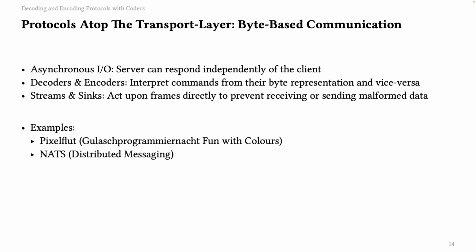Decoders and encoders help us properly interpret the bytes that the client or the server may send, and of course transform them back so we can communicate simply in both directions. And the streams and sinks help us act upon these values so that we, as the implementers, don't run the risk of accidentally receiving or writing malformed data. Every time we actually want to interact with these data sources, we don't interact with them directly. We pass them through the decoder and the encoder, and if they are invalid, they will be rejected by the decoder and encoders respectively.